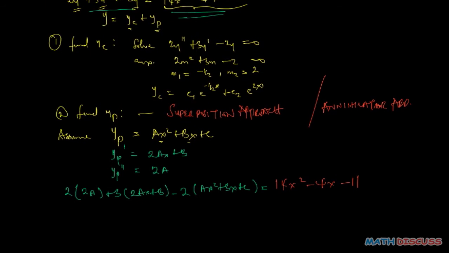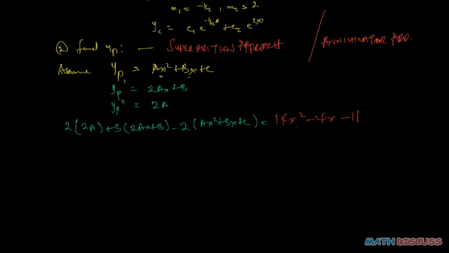So all I want to do is simplify the left hand side here and then begin to compare coefficients. So let's simplify that. 2 times 2a, that is 4a, plus 3 times 2a, that is 6a, 3 times b, that is 3b, then minus 2ax² minus 2bx, then minus 2c. So let's leave this for now. When we do all this, let's collect like terms. We'll put all the constants on one side, and then all the x on one side, and all the x squareds on one side.